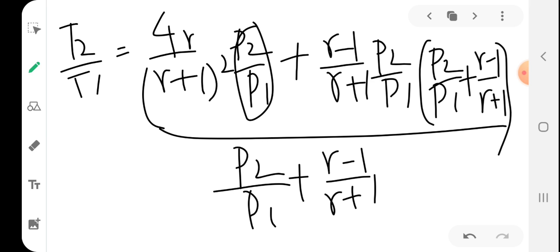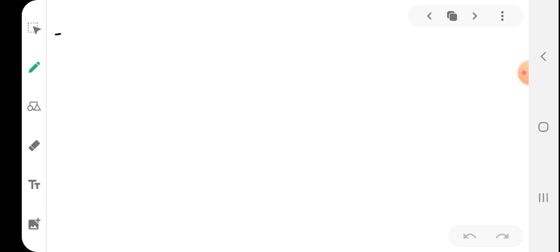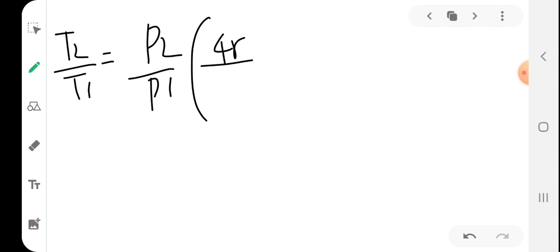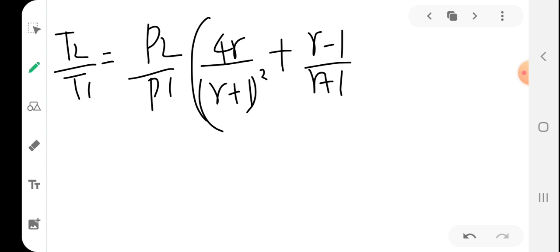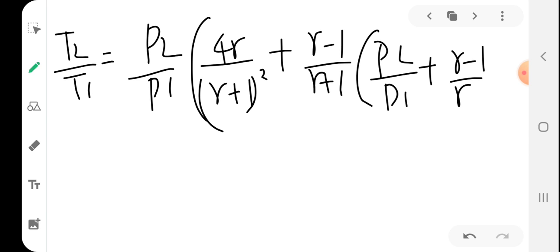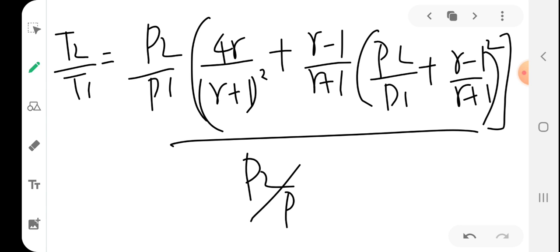Now you take P2 by P1 outside the bracket. Try to take that P2 by P1 outside the bracket and expand this bracket also. So it will become T2 by T1 as P2 by P1 times 4 gamma by gamma plus 1 whole square plus gamma minus 1 by gamma plus 1 into P2 by P1 plus gamma minus 1 by gamma plus 1 whole square, by P2 by P1 plus gamma minus 1 by gamma plus 1.